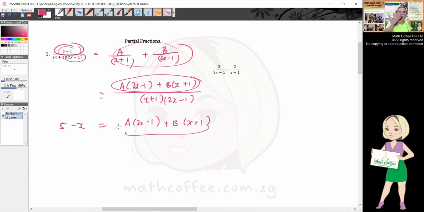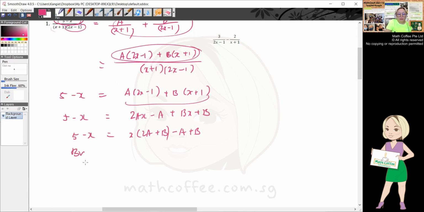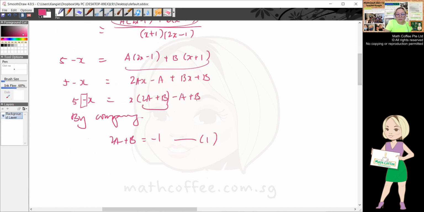For this case, I will show you comparing coefficient. So I will just rainbow it out. I have 2Ax minus A plus Bx plus B. This one you don't shift it. Then if I take out x, you have (2A plus B) x and then minus A plus B. By comparing, you will see that 2A plus B is equal to -1. This is my equation 1. And then this one is the constant, so minus A plus B is equal to 5. This is my equation 2, right?